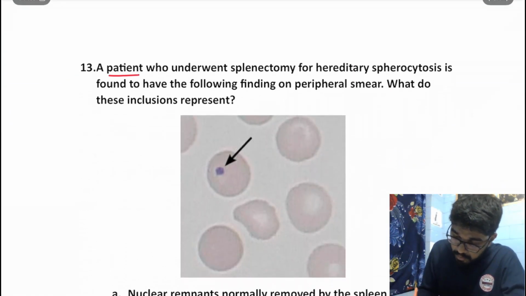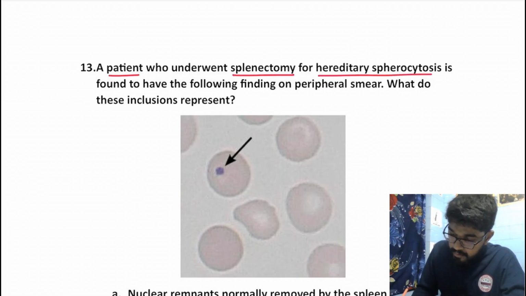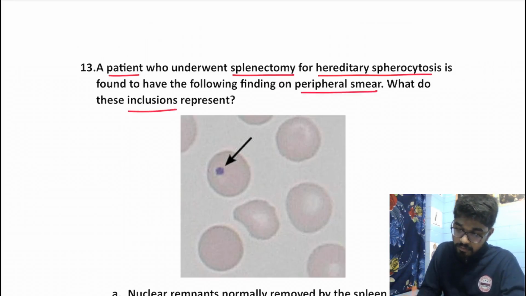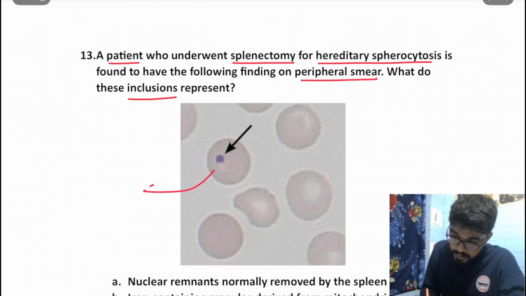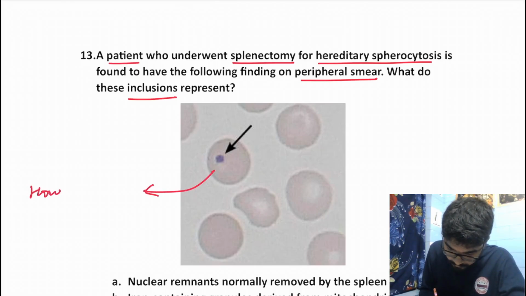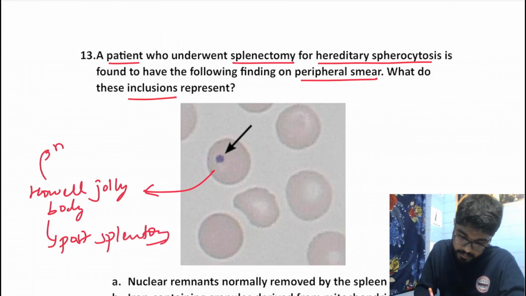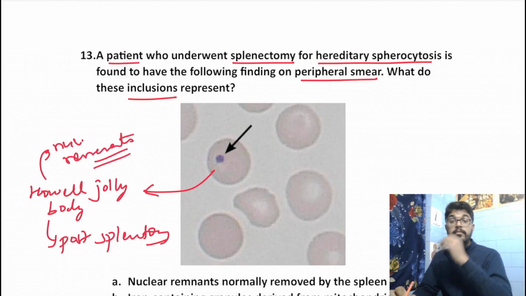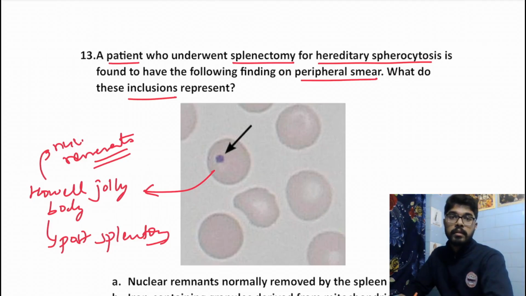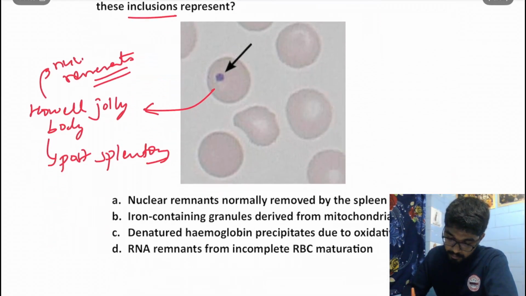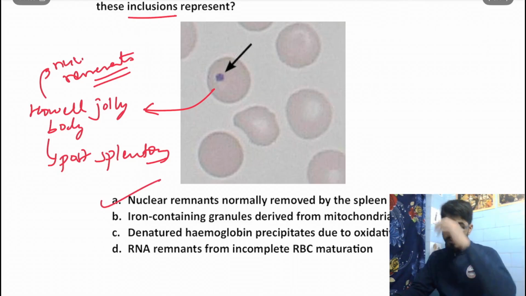A patient who underwent splenectomy for hereditary spherocytosis is found to have the following finding on peripheral smear. What do these inclusions represent? Now this is a Howell-Jolly body and is seen post splenectomy, and it represents the nuclear remnants which in a normal condition would have been sequestered by the spleen. So yes, it should be nuclear remnants normally removed by the spleen.